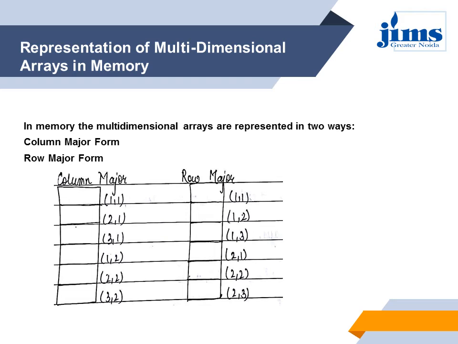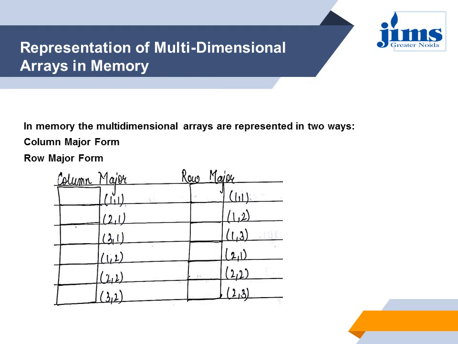You all know that a multi-dimensional array has rows and columns. If I want to store the elements in the column major form, first I'll have a linear array, and I'll keep storing the elements column wise. That means first row first column, second row first column, third row first column, and then first row second column, second row second column, third row second column. This is the column major form where we store the elements column wise.